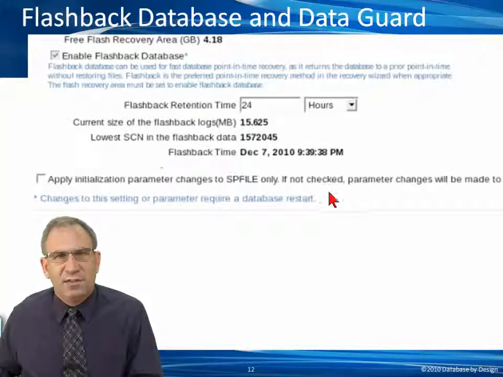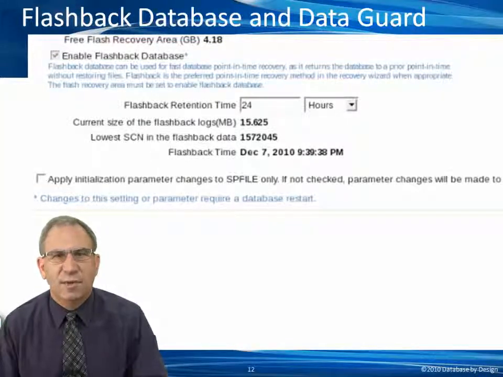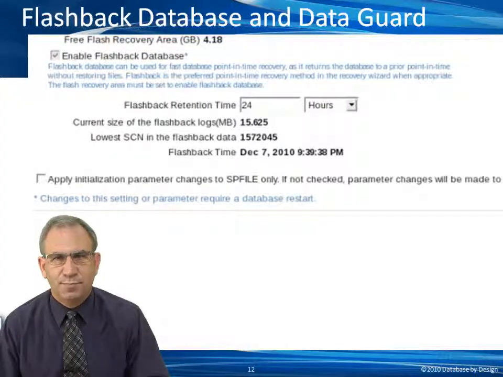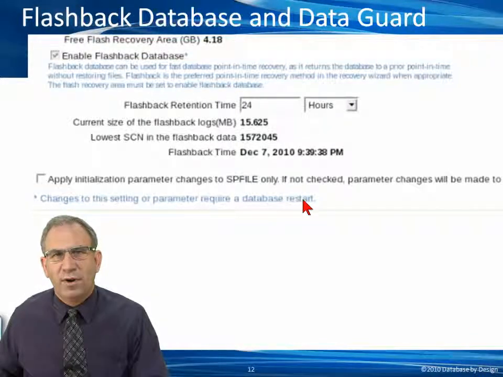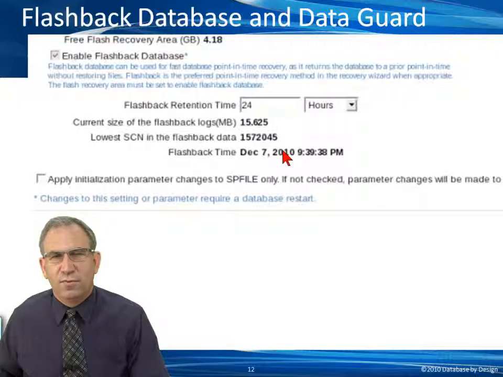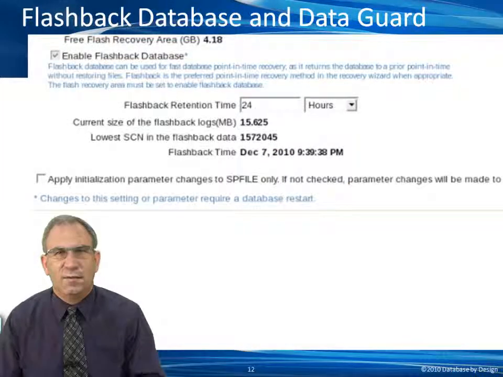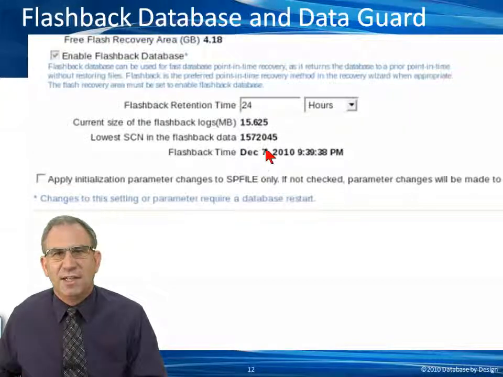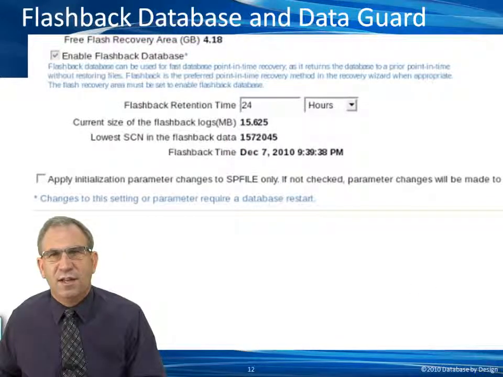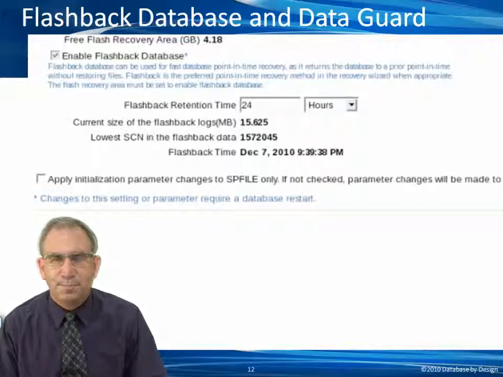The reason it provides me this lowest SCN number is, keep in mind, I can perform a flashback database by time, by restore point, or SCN number. So if I want to identify a specific SCN number that was greater than 1572045, I can do that and recover the database to that specific SCN number. This flashback time tells me how far back I can go. I can go back as far as December 7th at 9:39 in the evening.